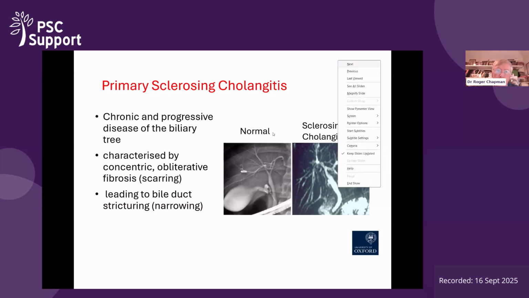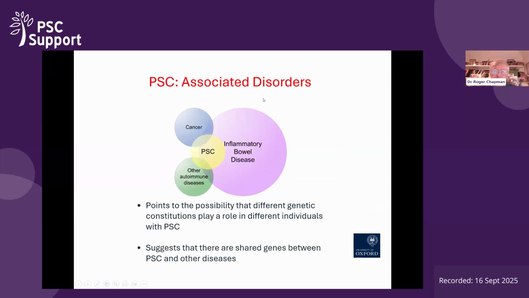So again, you'll know that PSC has a number of associated disorders, which again are relevant when you're working out the prognosis and the variants of the disease. Of course, the main association is inflammatory bowel disease, both ulcerative colitis and also Crohn's disease, but that's a different story in itself, which we'll come to. You have cancer of the bile duct or the colon. It's increased in PSC, again not always, as I'll come to. And also you have an overlap with other autoimmune diseases as well.